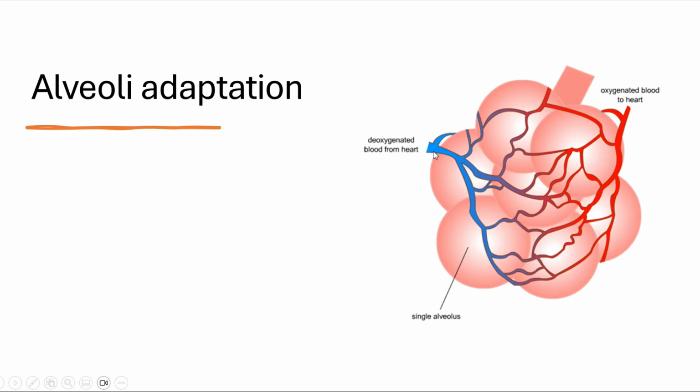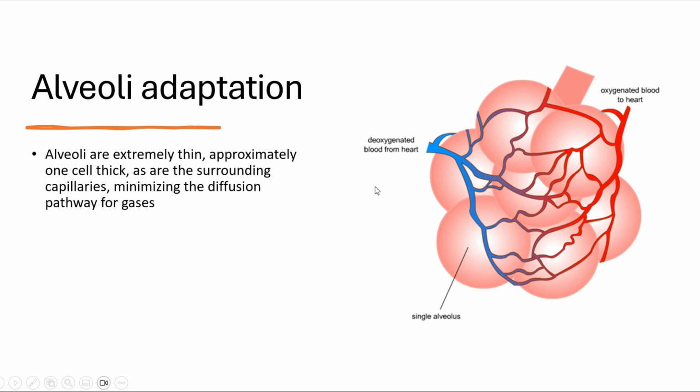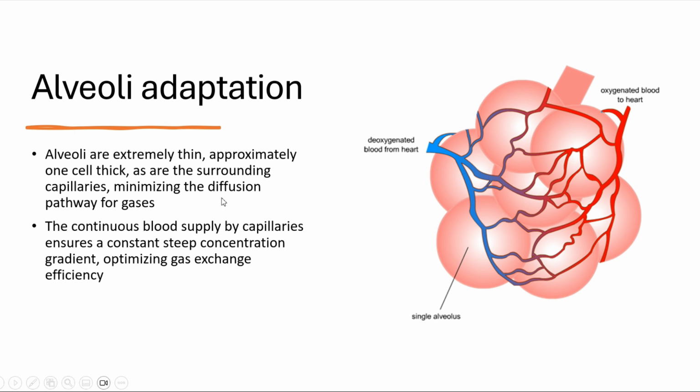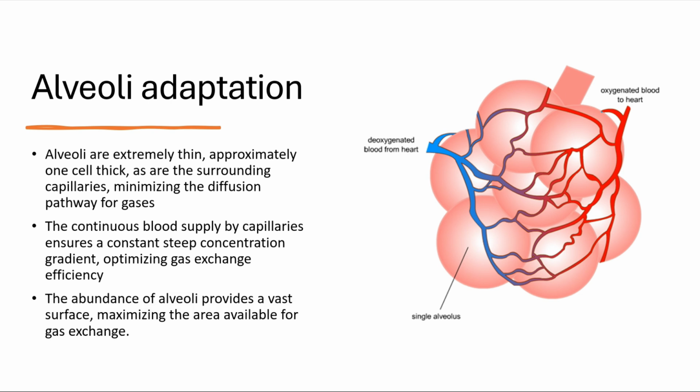As you see, the deoxygenated blood comes from the heart like that. The alveoli are filled with air, so it's going to move across. It's very thin, so it has a short diffusion pathway. It oxygenates the blood and the blood returns to the heart. Alveoli are extremely thin, approximately one cell thick, and are surrounded by capillaries, minimizing the diffusion pathway for gases. The continuous blood supply by capillaries ensures a constant steep concentration gradient, optimizing gas exchange efficiency. And the abundance of alveoli provides a vast surface, maximizing the area available for gas exchange. So these are adaptations of alveoli.